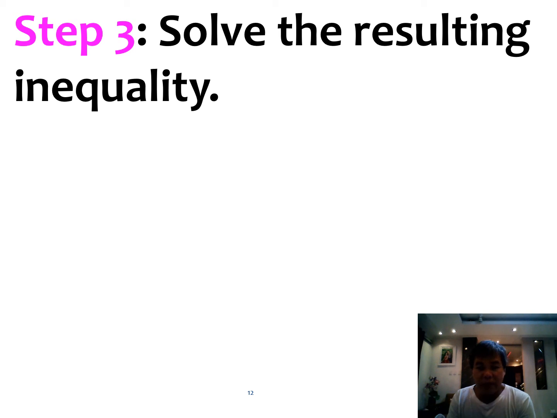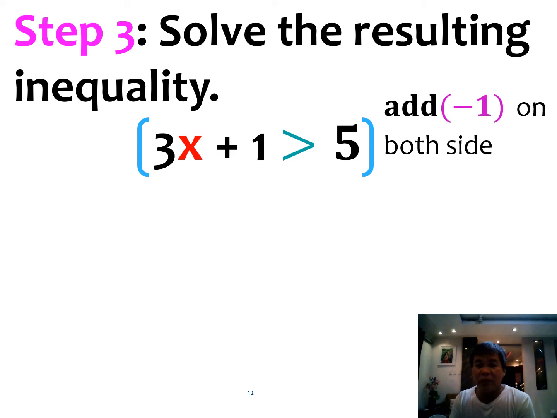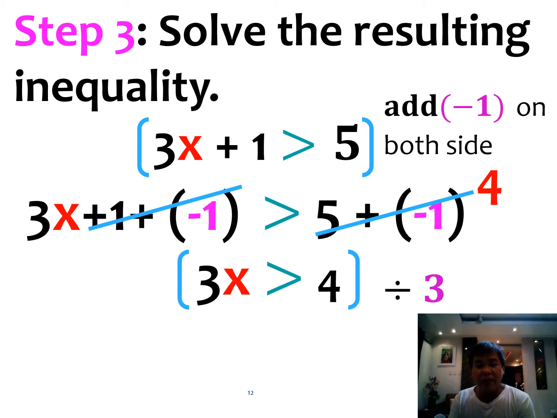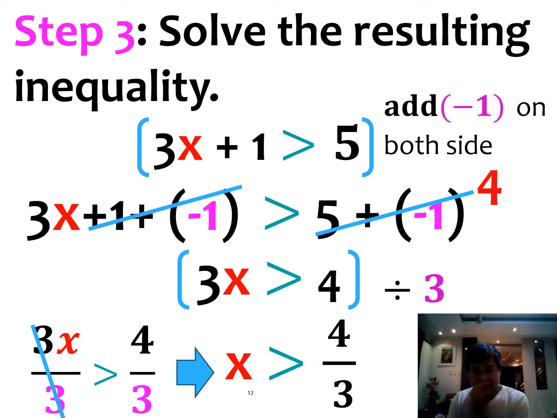Solve the resulting inequality. So 3x plus 1 greater than 5. Simplify the inequality by adding negative 1 on both sides, which will result to 3x greater than 4. And of course, we have to divide by 3 again, which results to x is greater than 4/3.